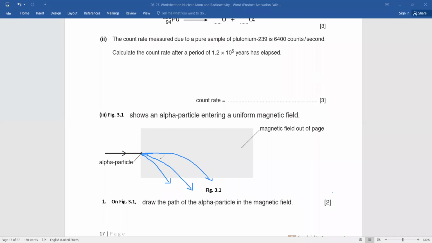So is it clear now? Yes, sir. This one is wrong. For this one, you'll get only 1 mark. Any one, this one or this one you are drawing, both are correct.